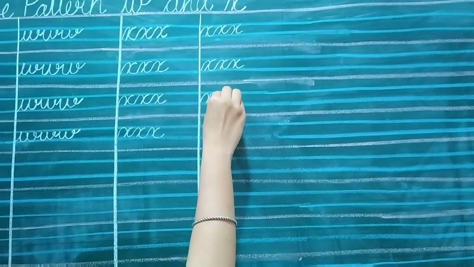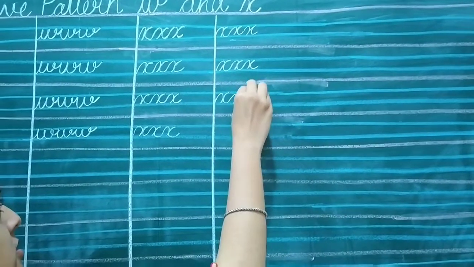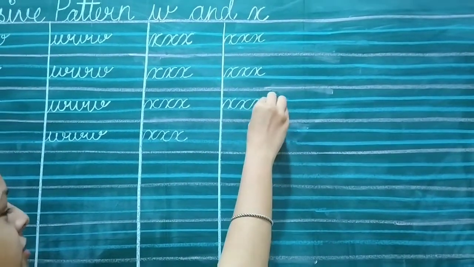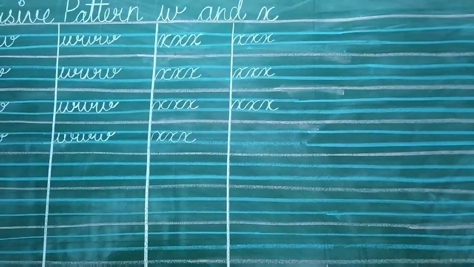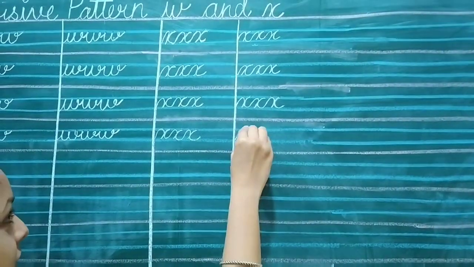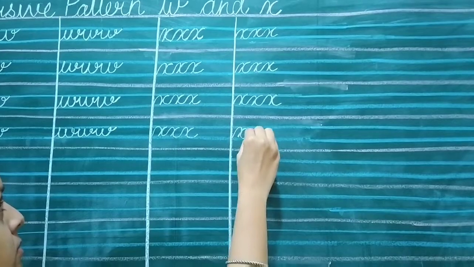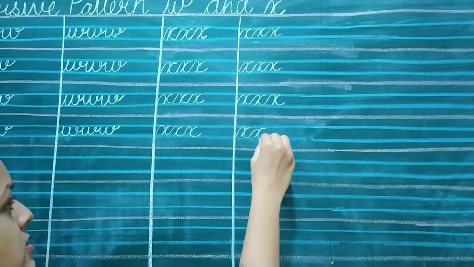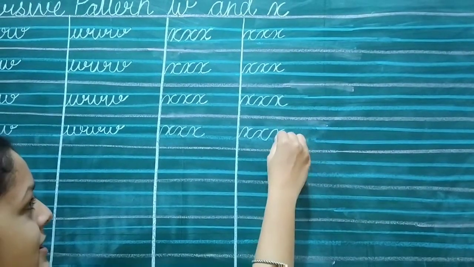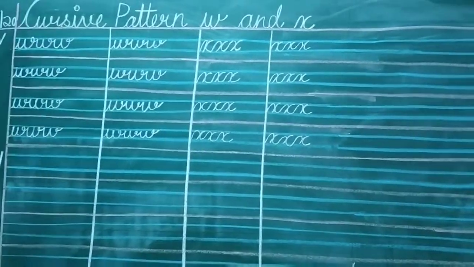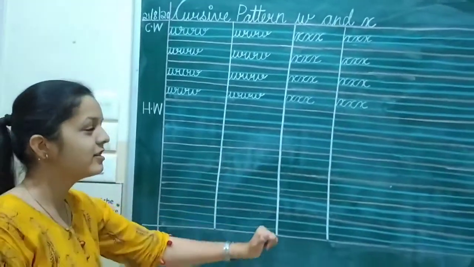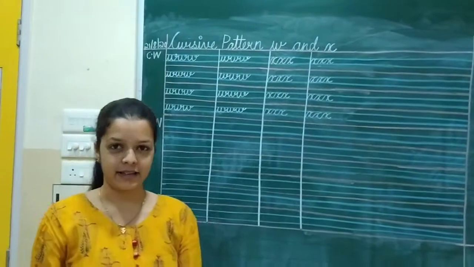Yes, Pruha. X for Xmas tree. Let's write it again. X for Xmas tree. So we have learned today W and X.